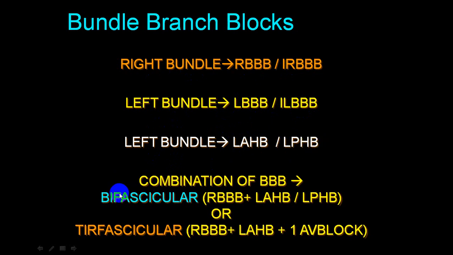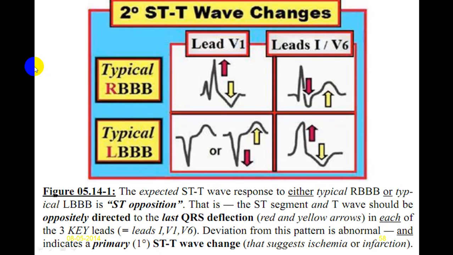Sometimes you can have a combination of right bundle branch block with any one of these. That means right bundle branch block with LAHB or LPHB. This is called bifascicular block. And when right bundle branch block is with one of these plus it has got an AV block, then we call it trifascicular block. These are all permutation combinations of a bundle branch block. I'll try to make it as simple as possible. Now we are going through bundle branch block.